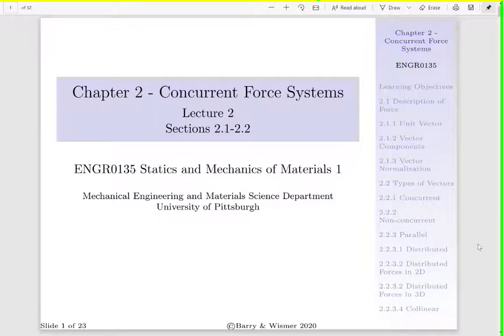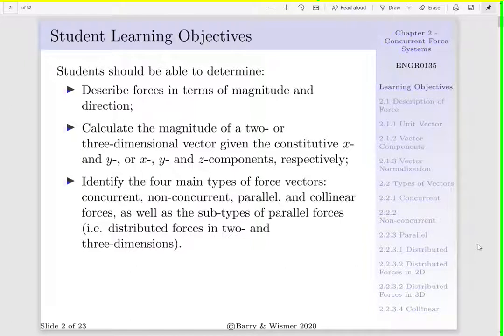Lecture 2 covers sections 2.1 through 2.2. At the end of today's lecture, you should be able to describe a force vector in terms of its magnitude and its direction. You should also be able to calculate the magnitude of 2 and 3-dimensional vectors given the constitutive x and y, or y and z, or x and z components for 2D vectors, or the x, y, and z components of 3D vectors.